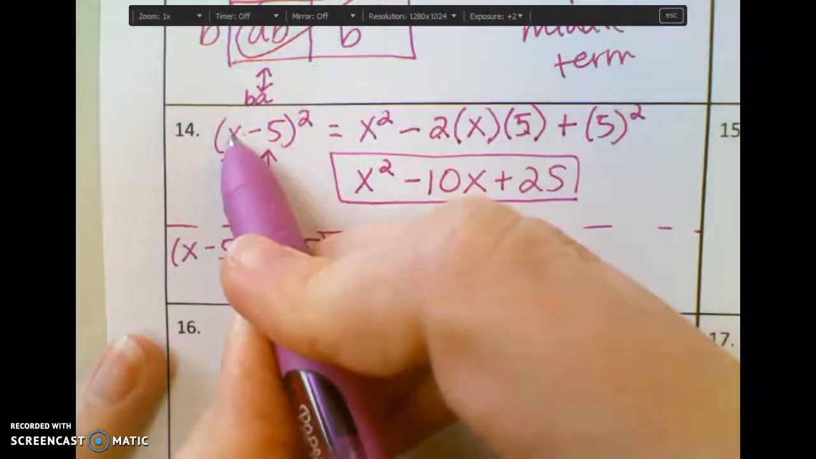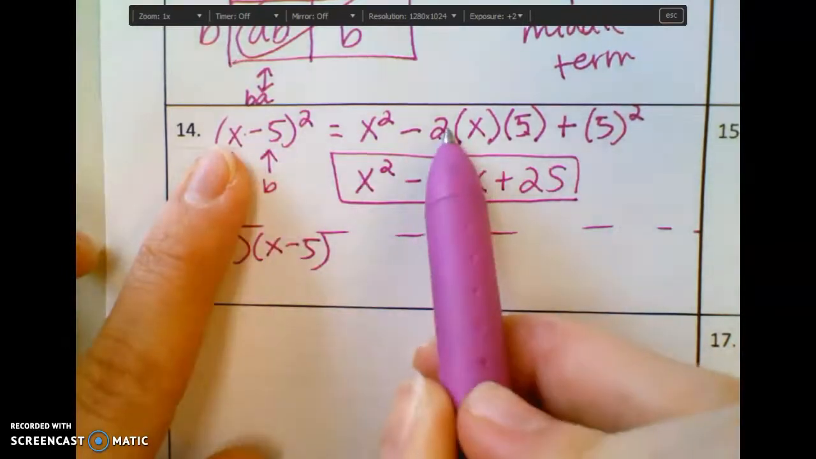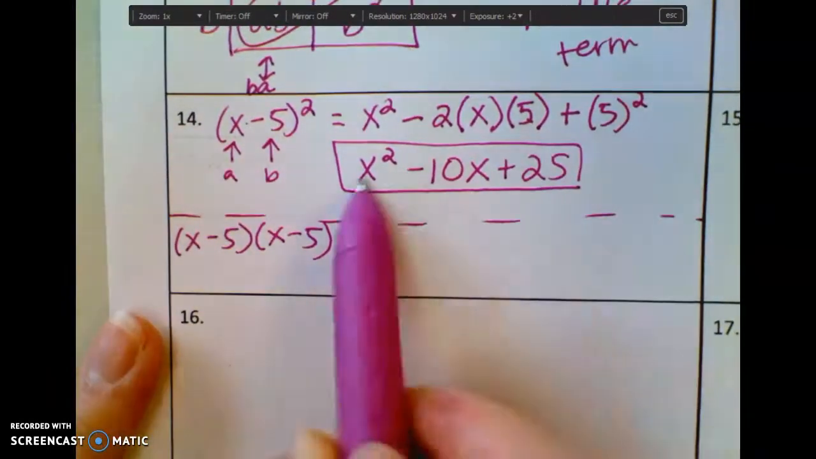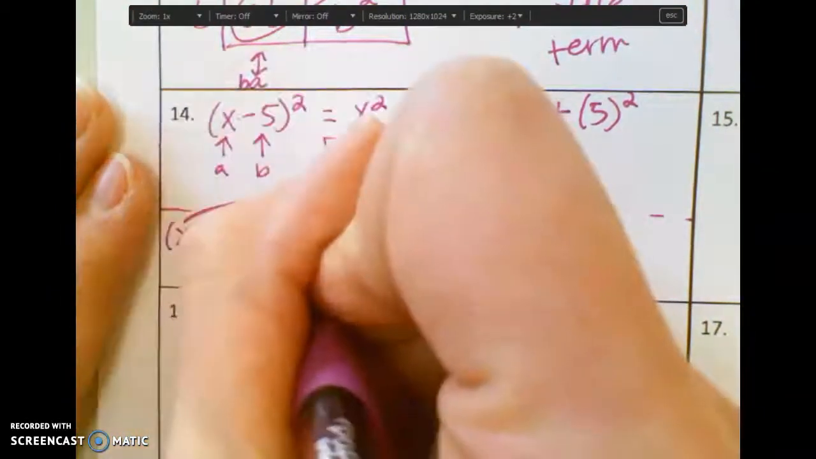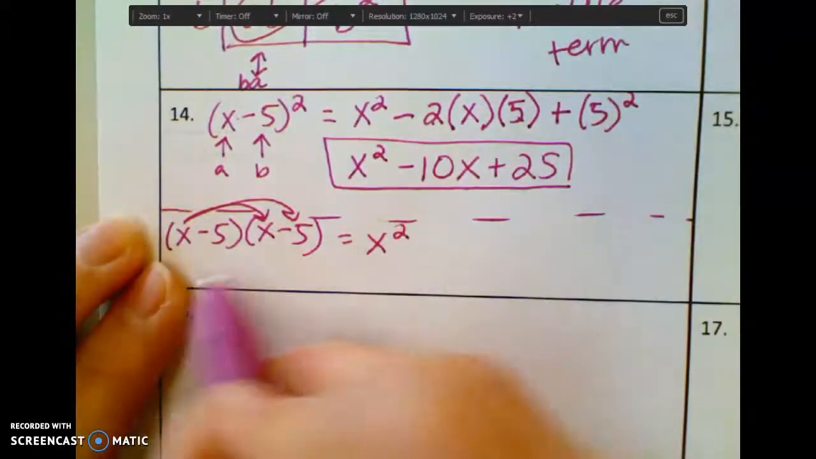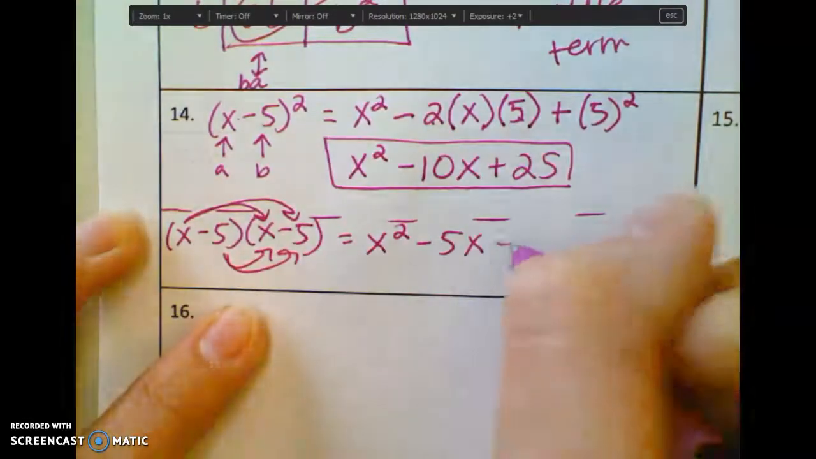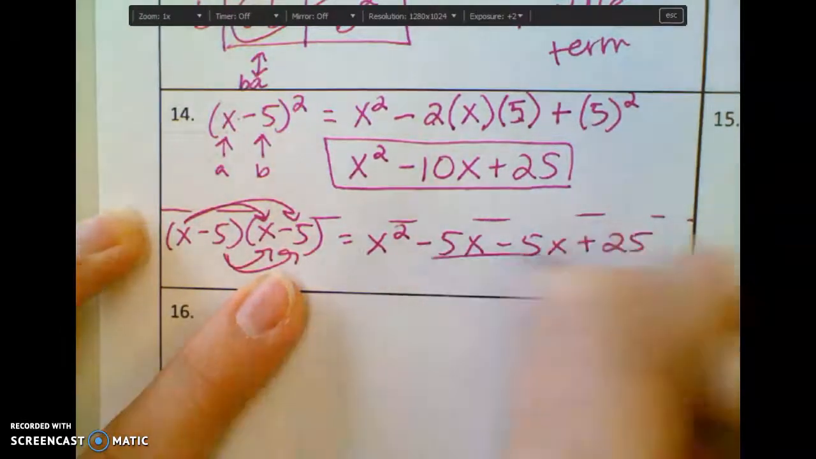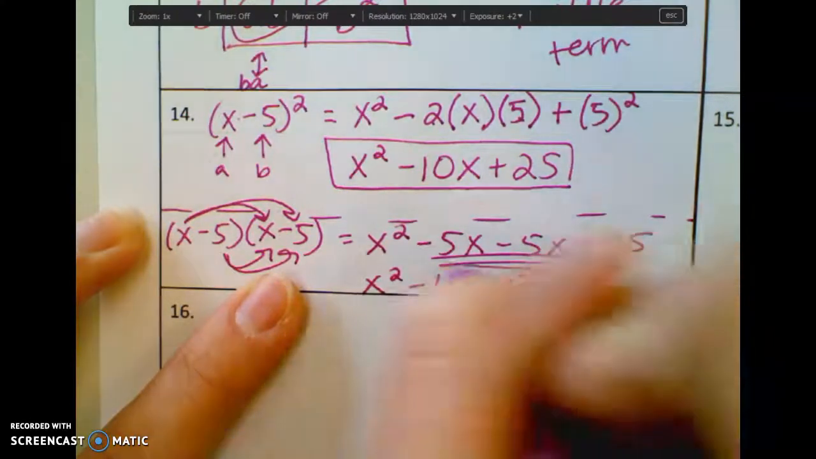Square the front, square the back, multiply x and 5 together times 2 to give us the middle. Now, if you did not want to do it that way, then we can do (x - 5) times (x - 5) by distributing. So x times x is x squared, x times negative 5 is negative 5x. Then we do the bottom: negative 5x, and negative 5 times negative 5 is positive 25. Combine your like terms, and we have the same answer.